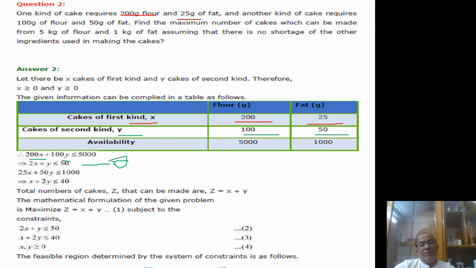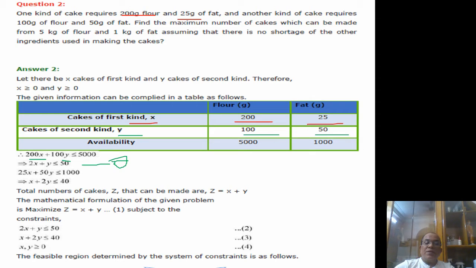For the second one, 25x plus 50y equal or less than 1000. We can see that 25 is a common factor in all the elements. So we divide it by 25. 25x when divided by 25 is x, then plus 2y equal or less than 40.